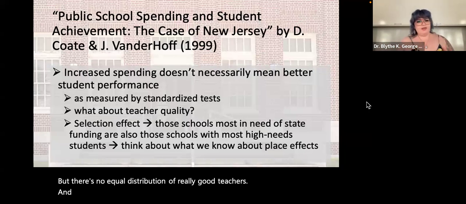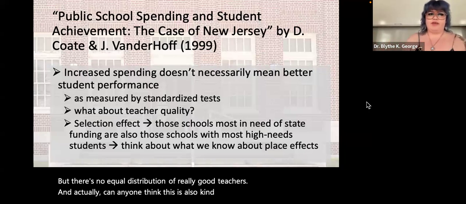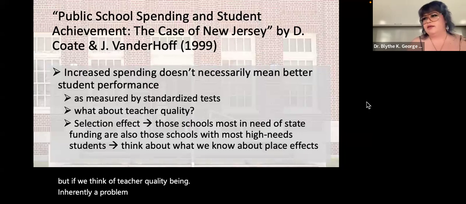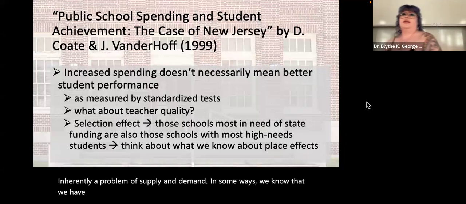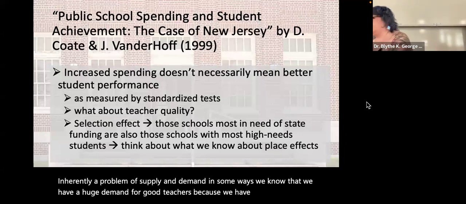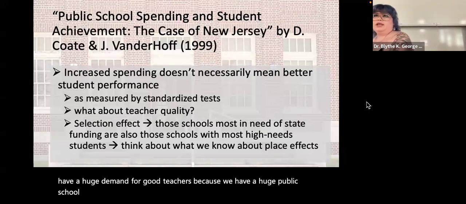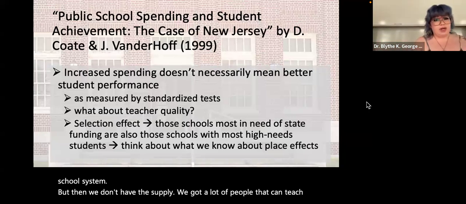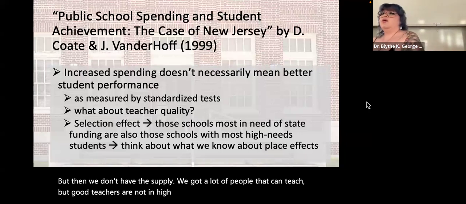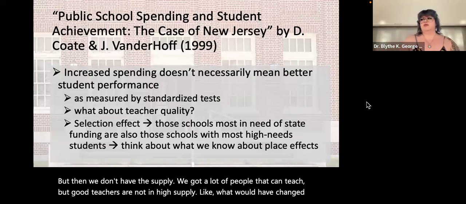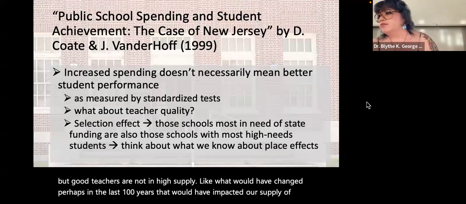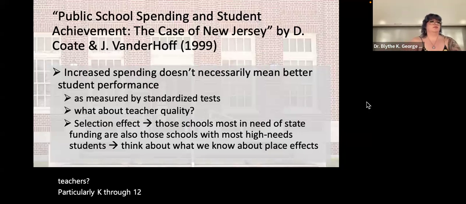And actually, can anyone think, this is also kind of a way back historical fact, if we think of teacher quality as inherently a problem of supply and demand in some ways. We know that we have a huge demand for good teachers because we have a huge public school system. But then we don't have the supply. We have a lot of people that can teach, but good teachers are not in high supply. What would have changed perhaps in the last 100 years that would have impacted our supply of teachers, particularly K through 12 teachers?